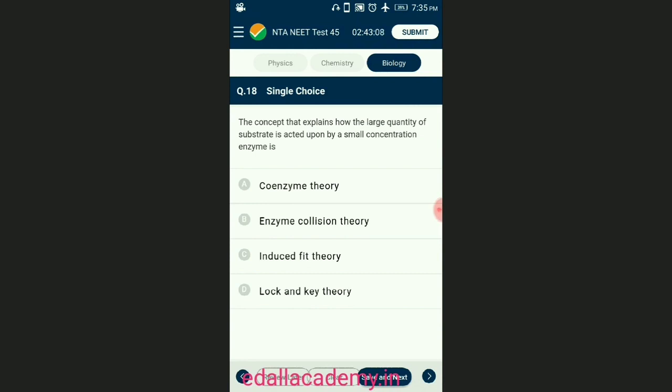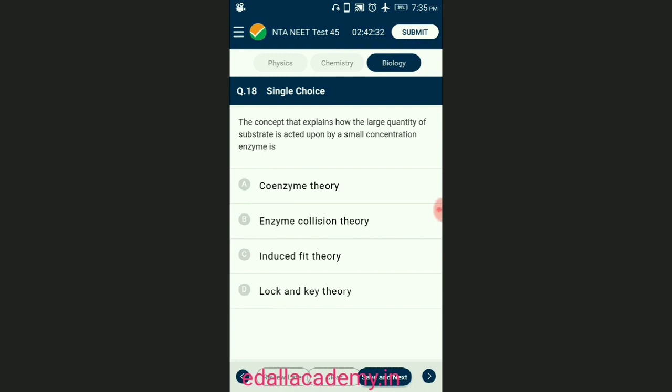Emil Fischer in the year 1894 proposed the lock and key theory to explain the mechanism of enzyme action. According to this theory, the active site of the enzyme has a specific geometric shape wherein the substrate molecule gets fitted to form an enzyme-substrate complex. This is like the fitting of a key to a particular lock. According to this theory, the enzyme combined with substrate gives enzyme-substrate complex, which gives enzyme plus product.